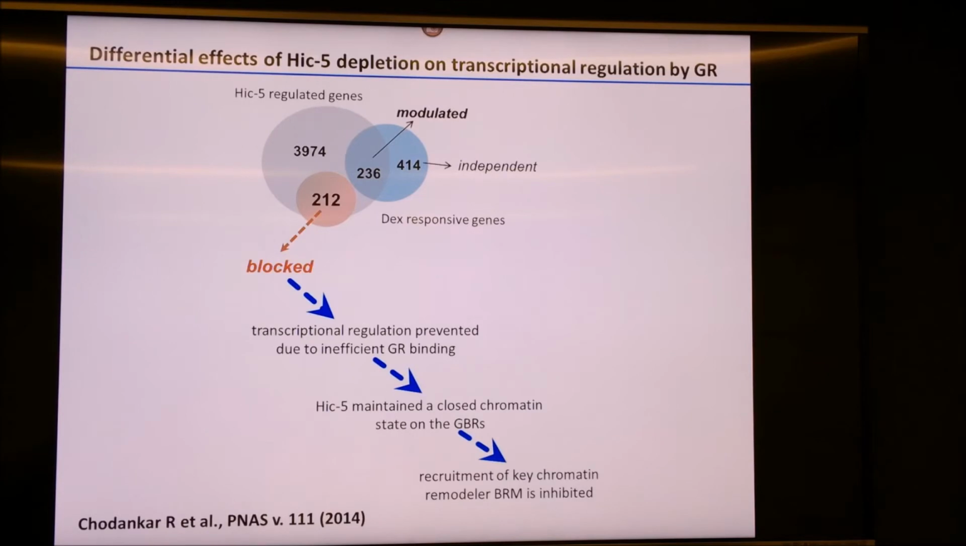We also found another subset of genes which we call the HIC5 block genes. These were transcriptionally not regulated when HIC5 was present. However, when you get rid of HIC5, these genes become significantly upregulated or downregulated by glucocorticoid. On these genes, HIC5 maintained a closed chromatin state and thereby precluded the efficient recruitment of GR to its DNA regulatory sites.